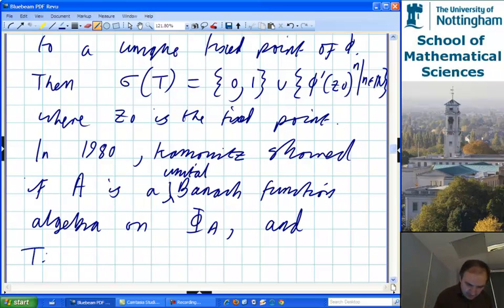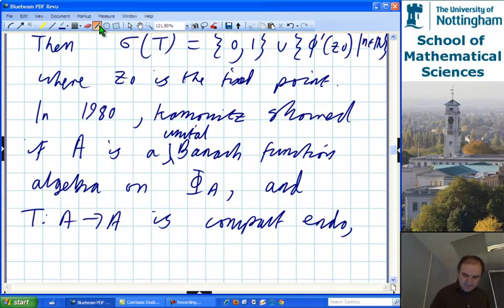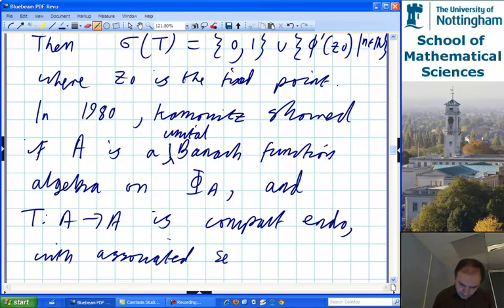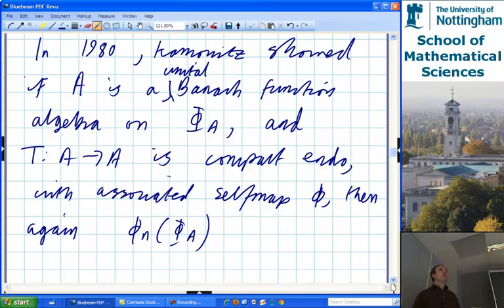And T from A to A is a compact endomorphism with associated self-map phi, then the iterates phi n of phi a again converge down to a unique fixed point of phi. And have I said it? Did I say it was connected? I think I didn't.